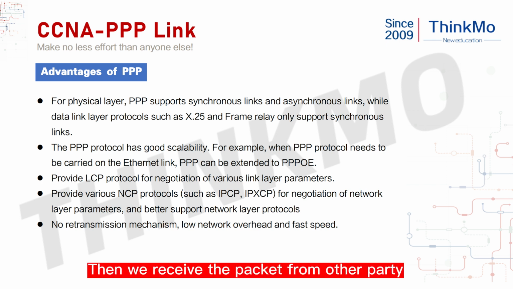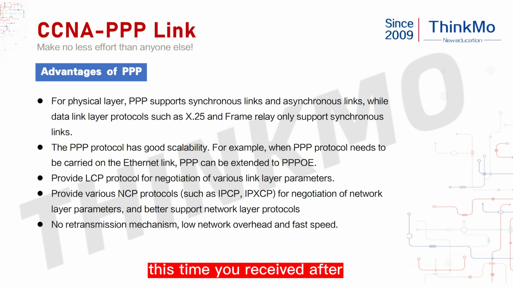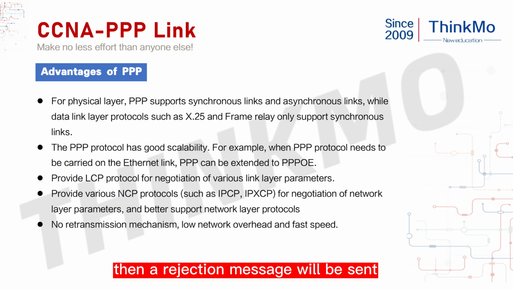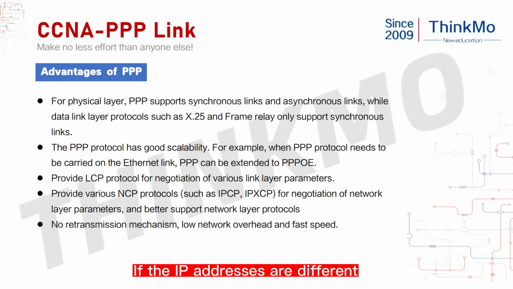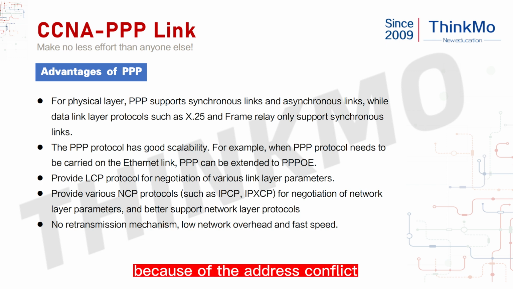Then we receive the packet from the other party. For example, I'm using 1.1.1.1. This time you received it and check whether the IP address of the interface is the same as mine. If the same, then a rejection message will be sent. If the IP addresses are different, then an ACK packet is sent, acceptance on behalf. The IP address used is fine. If the address is a duplicate, there will be no ACK, because of the address conflict.